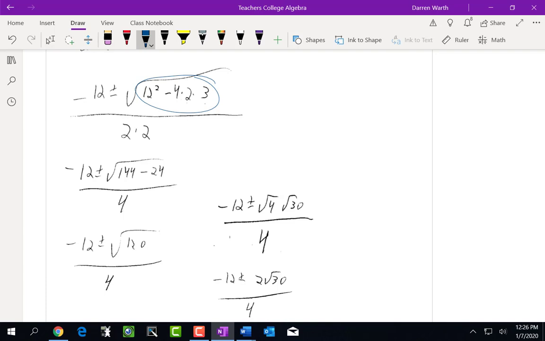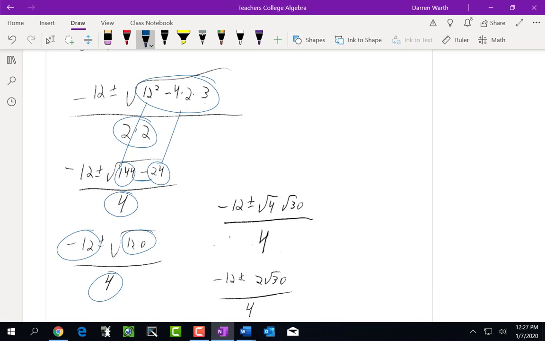So I can take my 12 squared, that's 144. And then 4 times 2 times 3, so 4 times 2 is 8, and 8 times 3 is going to be 24. I usually do that part first because that's where most people make their mistake. And then I got the 144, subtract the 24, and you get 120. You still have your negative 12 here, and you have your 2 times 2, which is going to equal 4. So I got negative 12 plus or minus the square root of 120 all over 4.